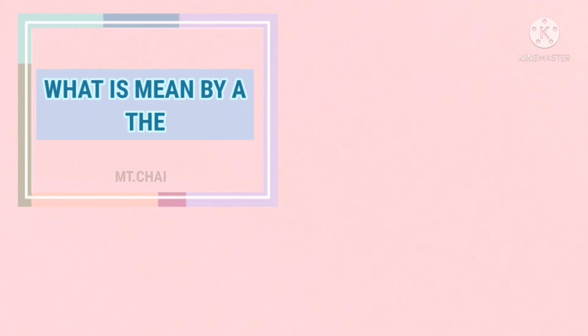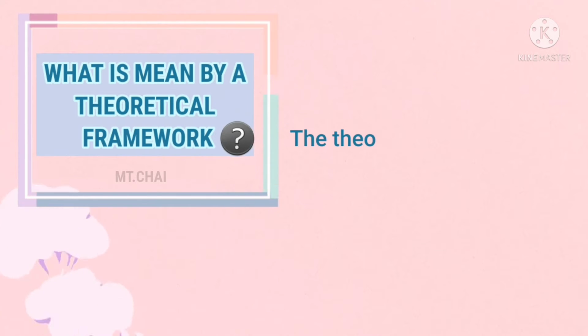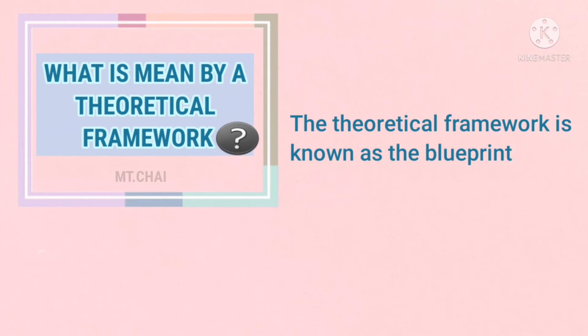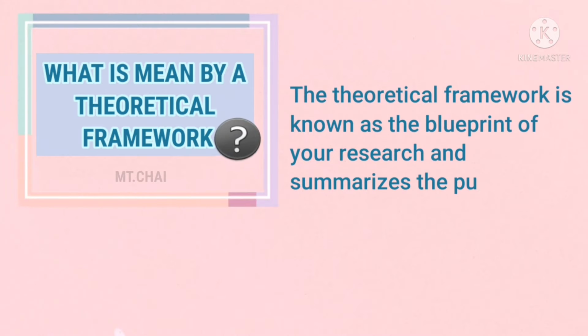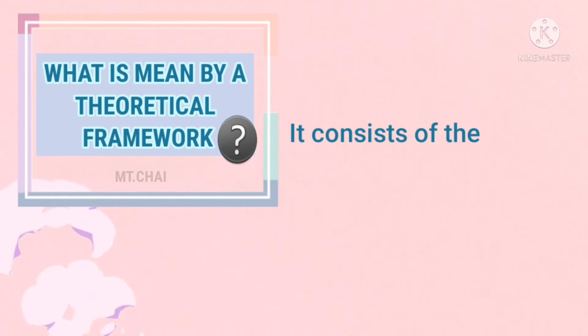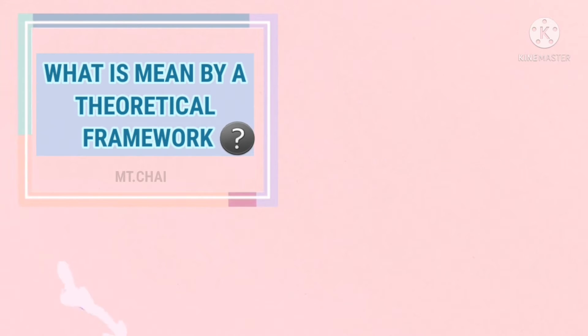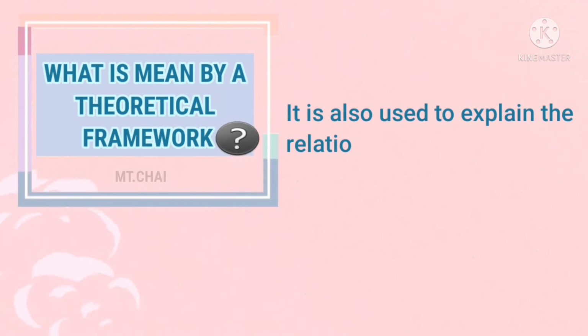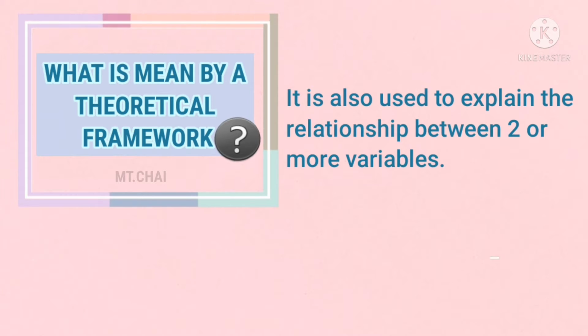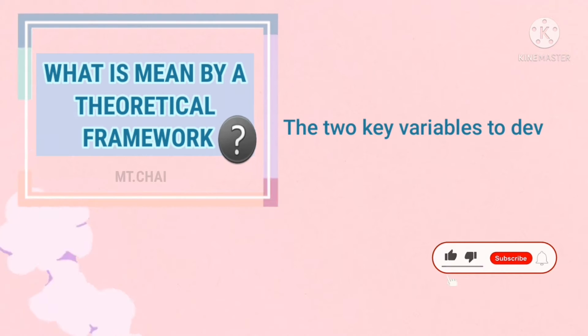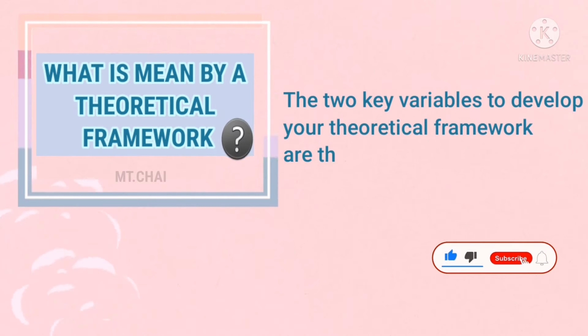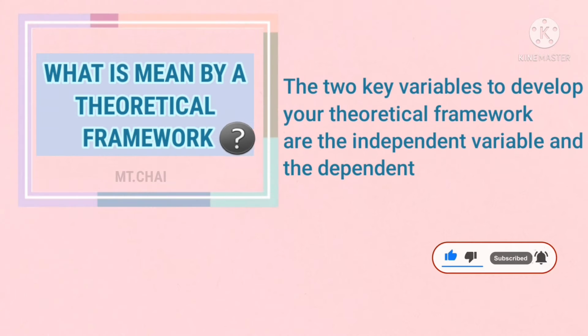Foremost, what is meant by a theoretical framework? The theoretical framework is known as the blueprint of your research and summarizes the purpose of your thesis. It consists of the theory which has been tested and validated by other researchers. It is also used to explain the relationship between two or more variables. The two key variables to develop your theoretical framework are the independent variable and the dependent variable.